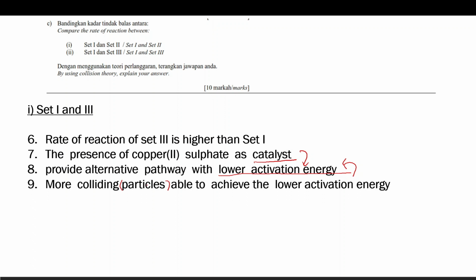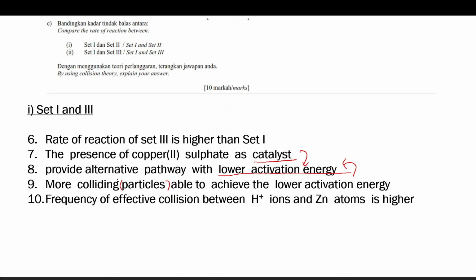These particles, you can mention the specific one. If not mentioned here, you can mention the last point. So effective collisions, you have to mention effective collision between the particles, here the hydrogen ions with the zinc atoms, is higher. Okay, so for Z1 or for Z3, that's why it has a higher rate of reaction.